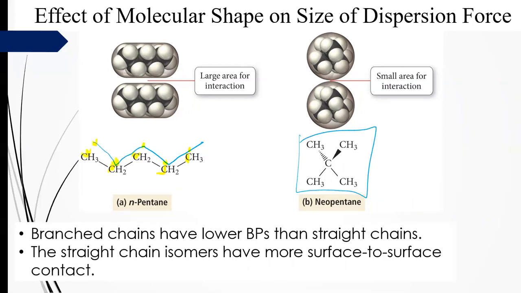On the other hand, if I wanted to add in the neopentane, I can't really get the same amount of attractions. I can only squeeze so many in because of their shape, right? I can't get these two to line up in the same way I could when they were all a straight chain.